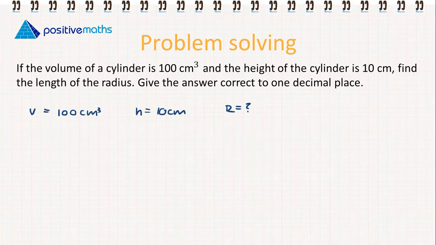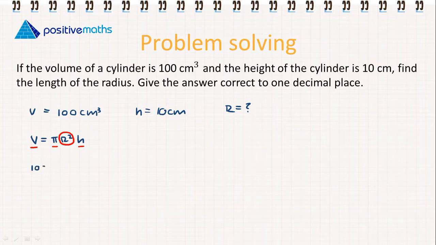The next thing we're going to do is identify the formula that we're going to use. The volume of a cylinder is equal to pi r squared h. So we know what the volume is. We know a value for pi. We know the height. So what we're looking for is the radius. Okay, so we've identified the formula we're going to use. Now we're going to fill in the dimensions that we have to find the radius.